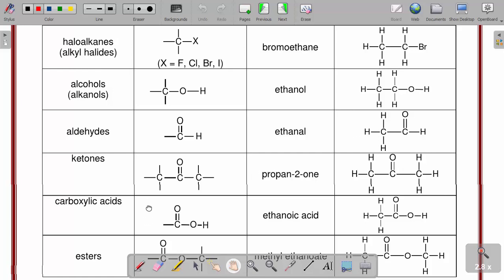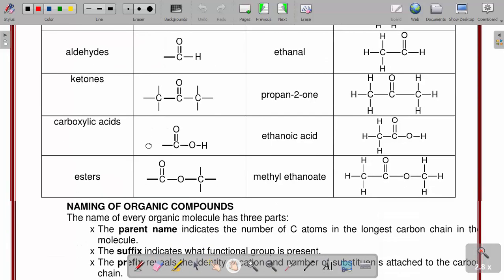Then we have carboxylic acids. In carboxylic acids, we have this CO bonded to OH. An example is ethanoic acid, and this is the structure here. And then we have esters. We have this CO bonded to O and then to carbon. For example, we have methyl ethanoate. This is the methyl ethanoate. Now these are the 9 homologous series, their examples and the structures of the functional groups.